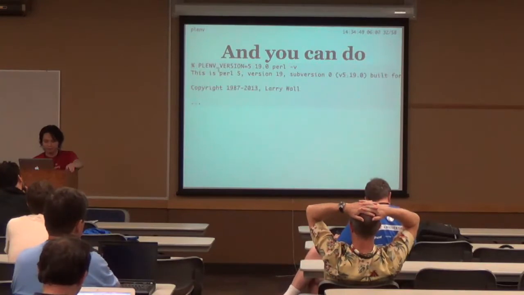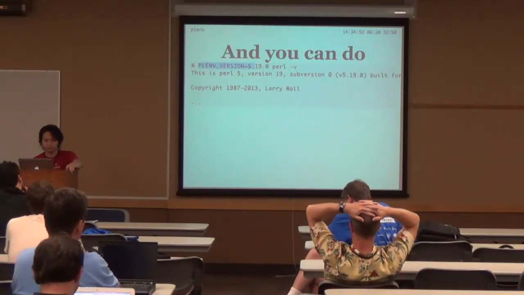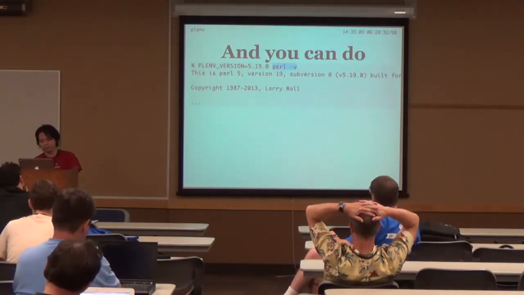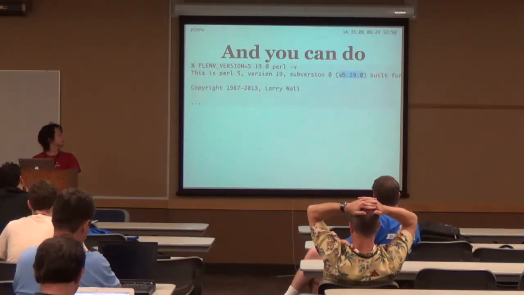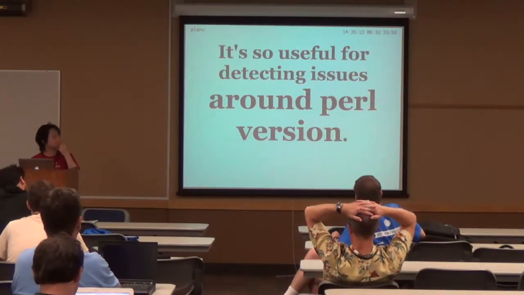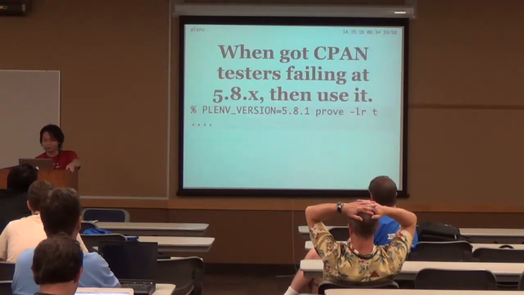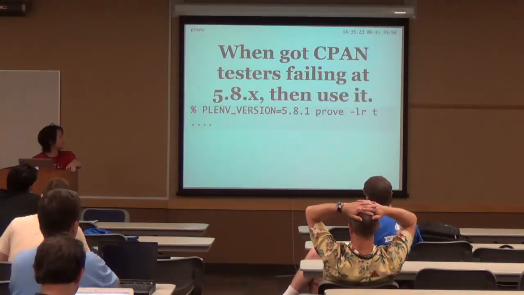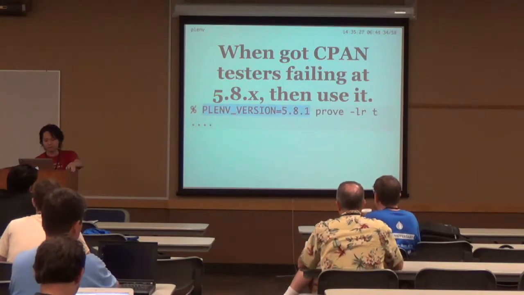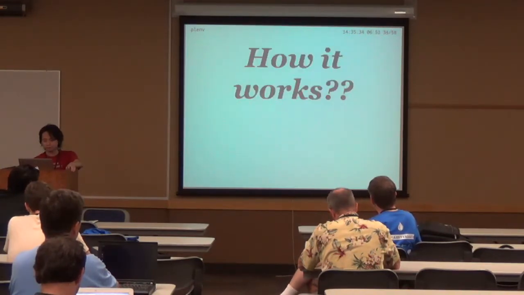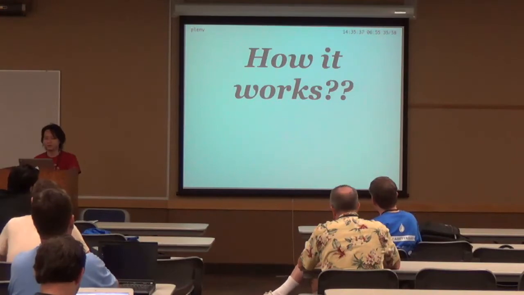So you can also set the Perl version by environment variable, PLENV_VERSION=5.9.0. Then plenv selects Perl 5.9.0. It's very useful for Perl hackers. So, detecting issues around Perl version: when you get a CPAN Testers failure report at 5.8.1, then run this line, PLENV_VERSION=5.8.1, and run the tests. So it's very useful, but how does it work?